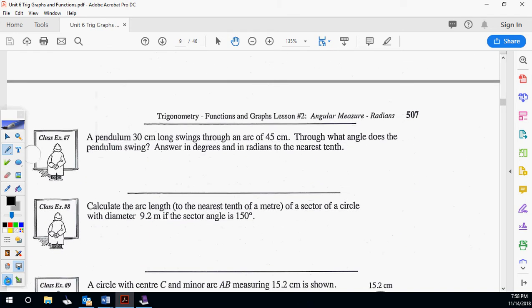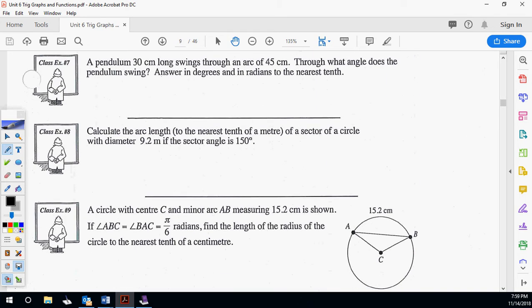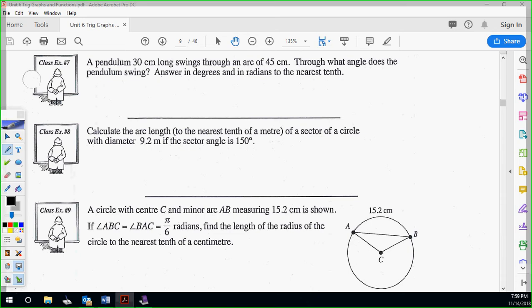Got a couple application problems now. So a pendulum 30 centimeters long swings through an arc of 45 centimeters. So what that means is you have this pendulum that's doing a motion like this, an arc. This is the 45, it's swinging from here to here. Okay, but the length of that pendulum they say is 30. And that's going to be what in this example?